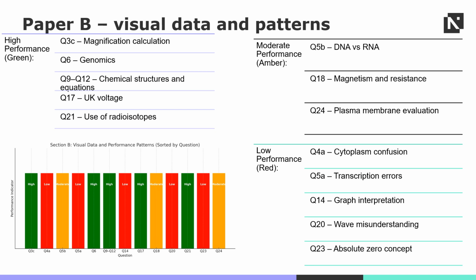And question 23, which addressed absolute zero, showed that few students fully grasped the concept, often providing a vague or incorrect definition. This analysis can help shape targeted revision and lesson planning to reinforce understanding where it's most needed.